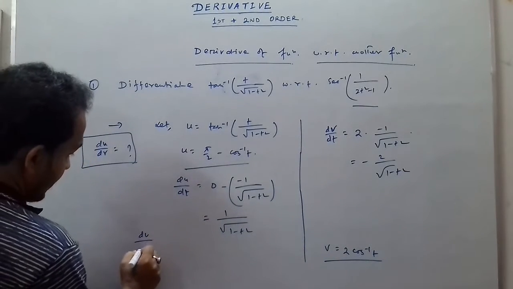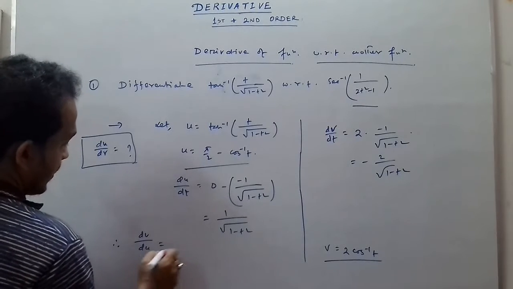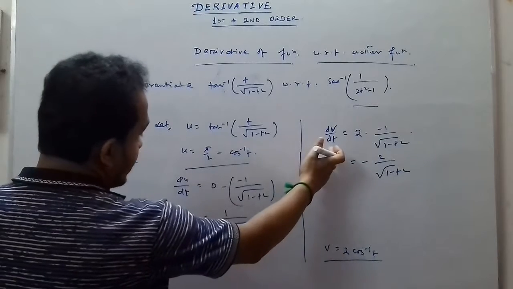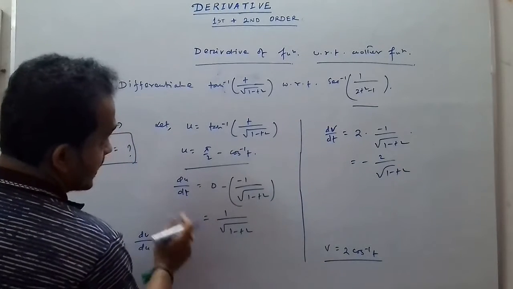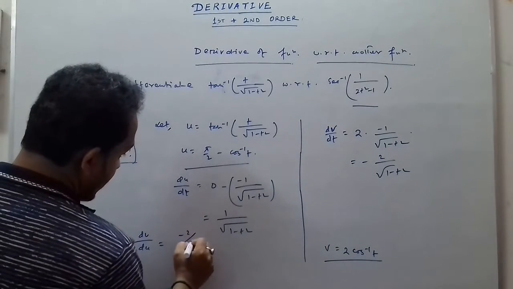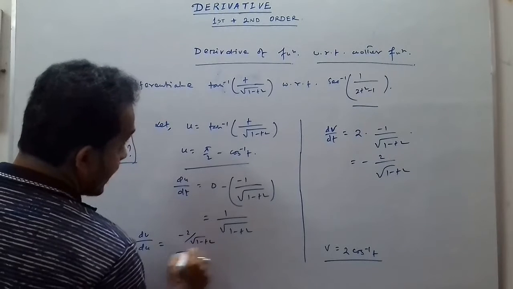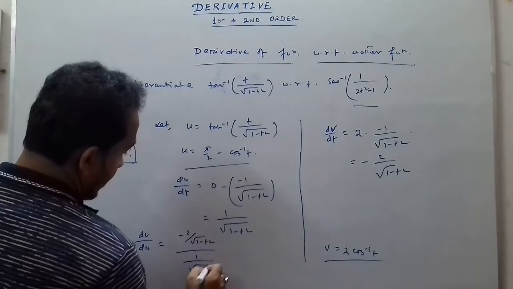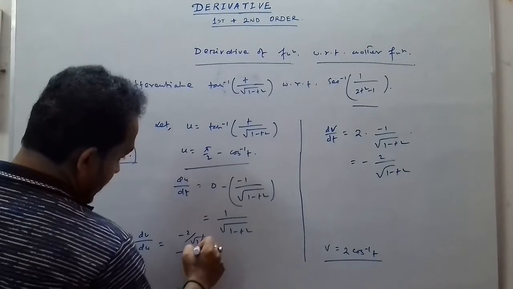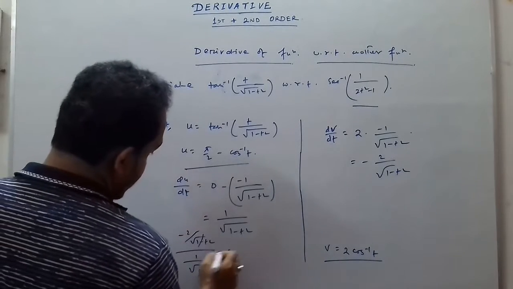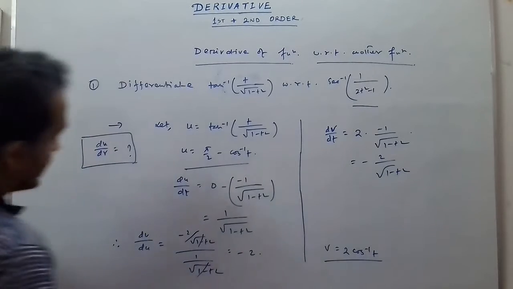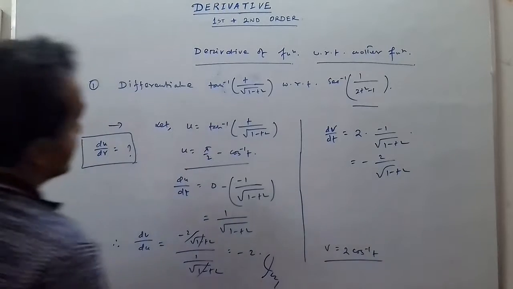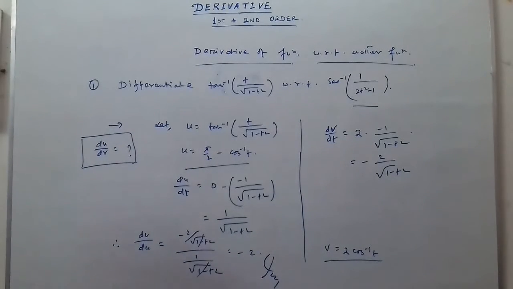Now du/dv is equal to du/dt divided by dv/dt, that is 1 over root under 1 minus t square divided by minus 2 over root under 1 minus t square. The root under 1 minus t square cancels out, then we get minus 1/2 only. So du/dv is equal to minus 1/2. This is our answer. Okay, this is the first problem.